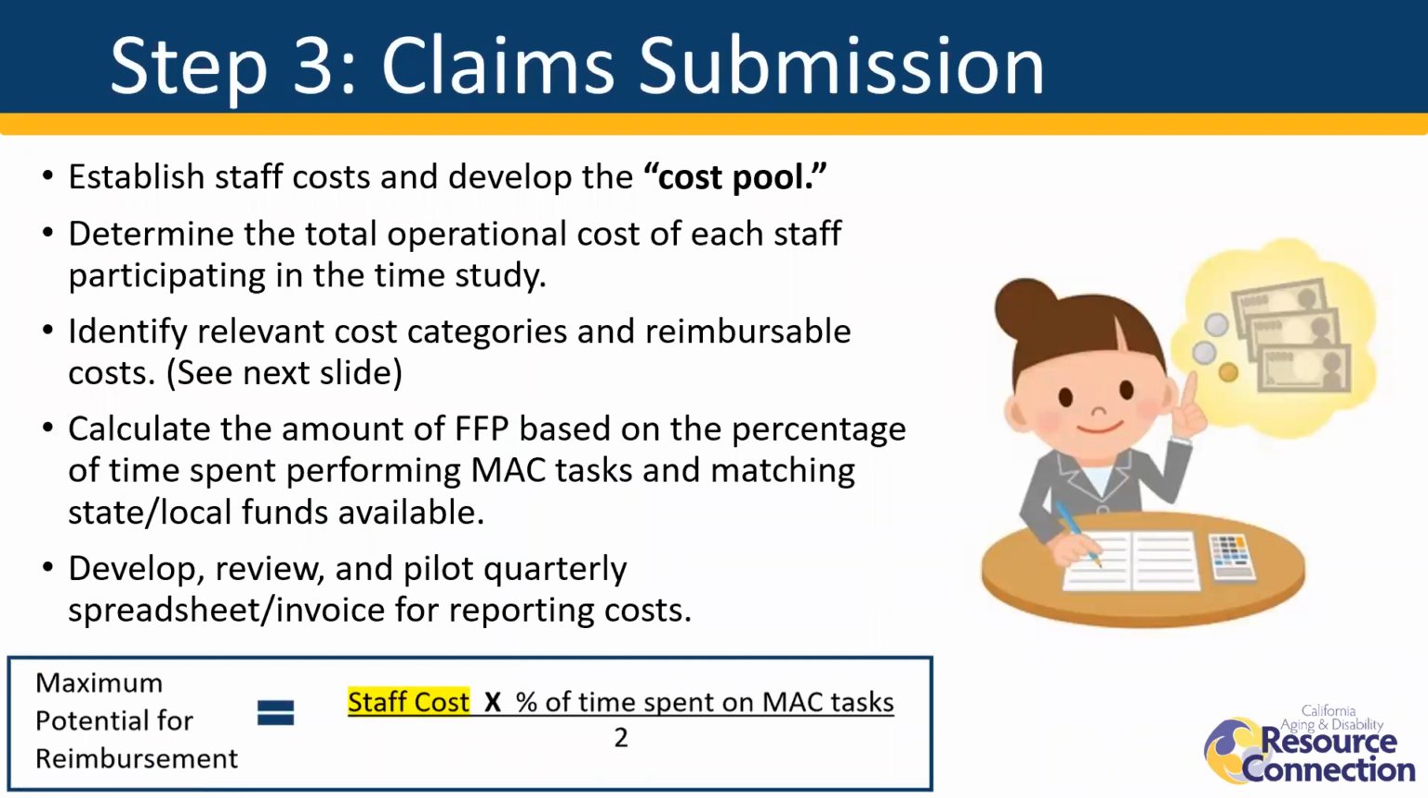Once we have our time study methodology, the next step is to work on our claims submission process. So part of this has to do with figuring out that total operational cost for each staff member who participates in the time study. Now, the total cost would include not only salaries, wages, and fringe benefits, but can also include overhead and indirect costs too. But once we know that total cost, we have that second missing piece of the formula and can calculate the maximum potential for reimbursement for each staff.